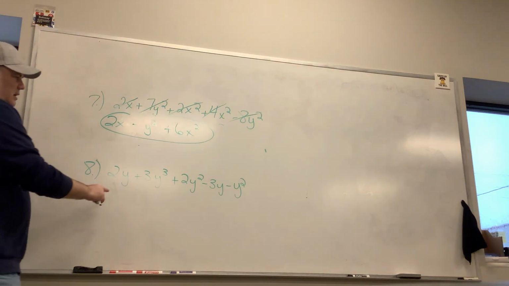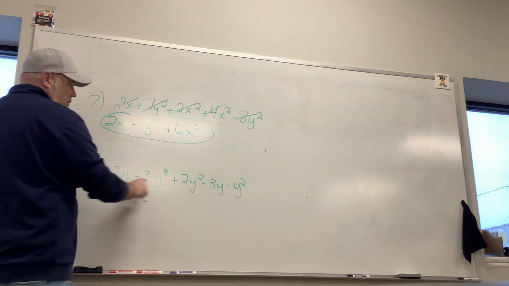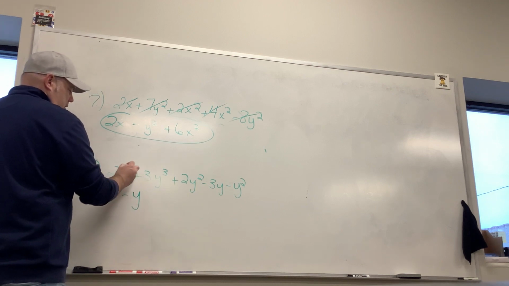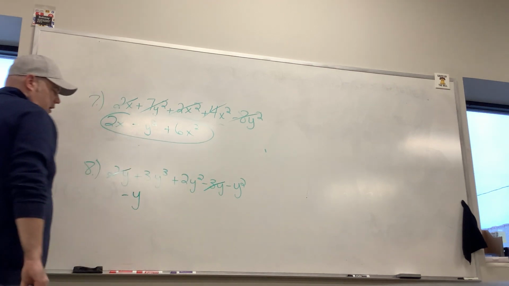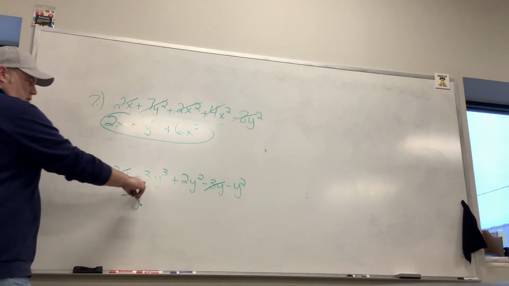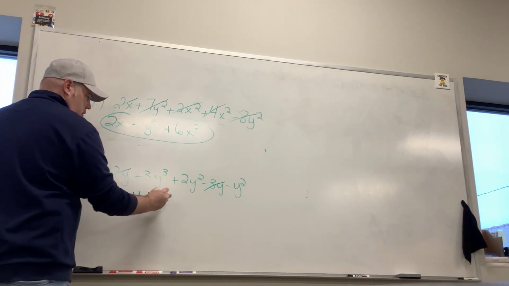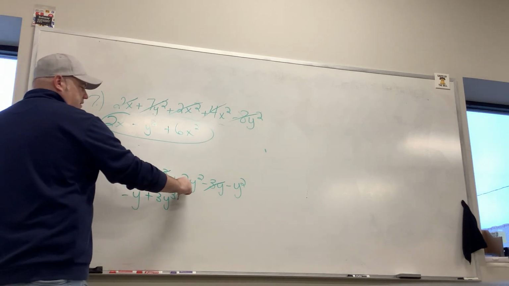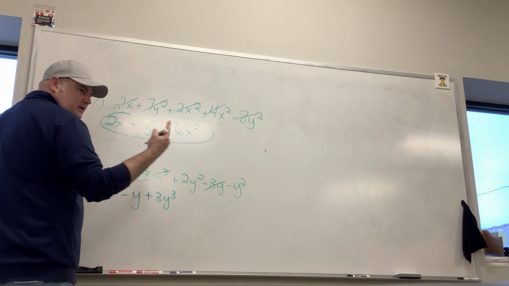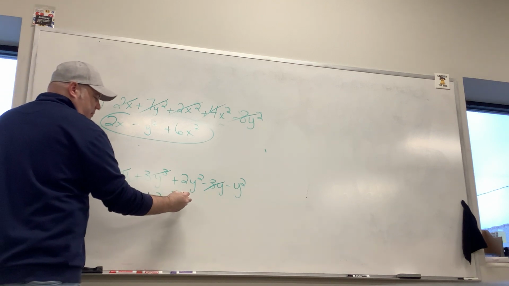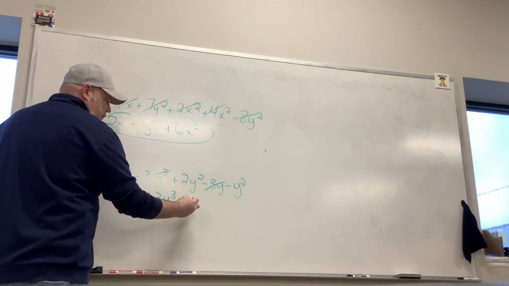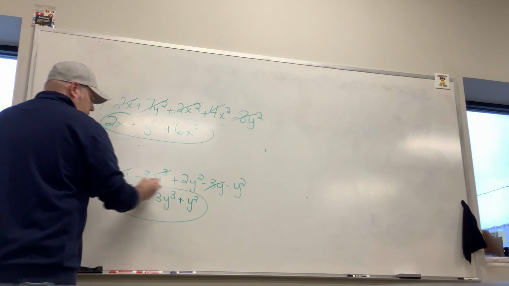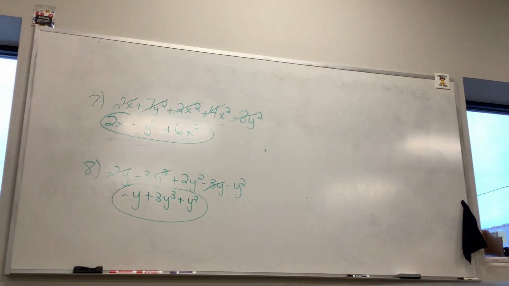Okay, this one, I can combine 2y minus 3y, which is negative 1y. Okay, 2 minus 3 is negative 1. There's no other y cubed. And then 2y squared minus y squared just leaves me with 1y squared, a positive 1. So I don't write the 1, I just write the y squared. Can't combine any of those, so that's what that looks like.